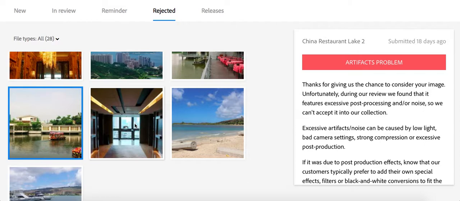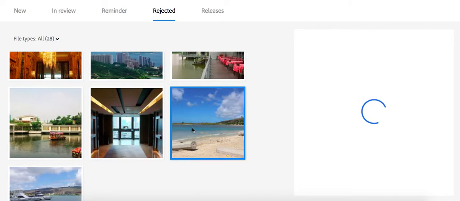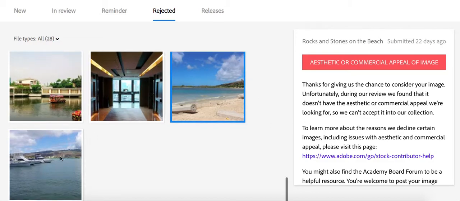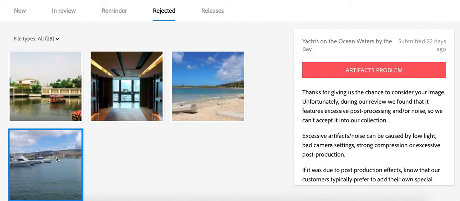This one's also because of the noise. Noise. This one's not appealing, and this one is also because of the noise.